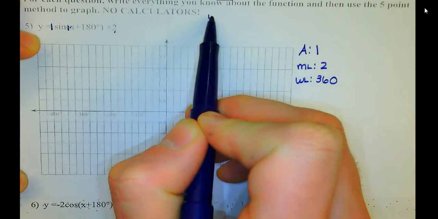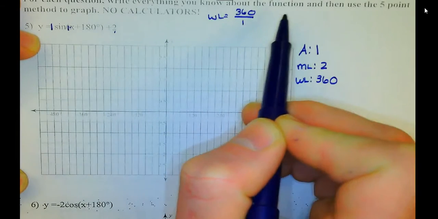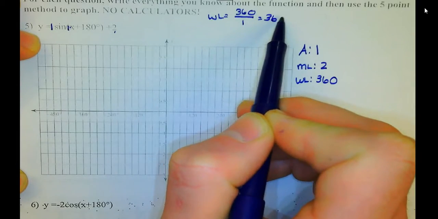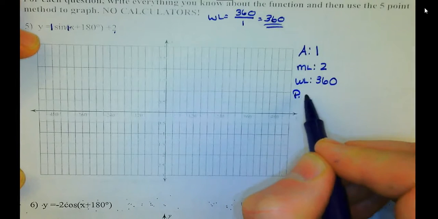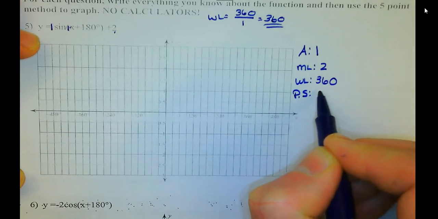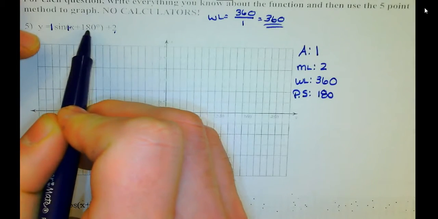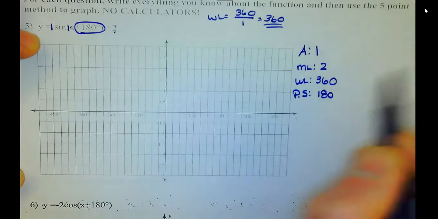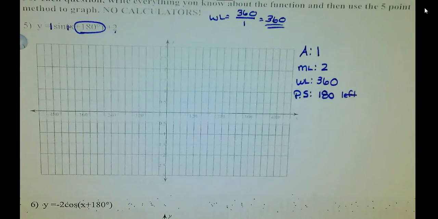And the formula for wavelength is 360 divided by that b value. In this case, it's 1. So 360 divided by 1 is still 360. And then we have a phase shift of 180 degrees. And because this is an h value, this is 180 degrees to the left. Even though it's a plus, it is still to the left.